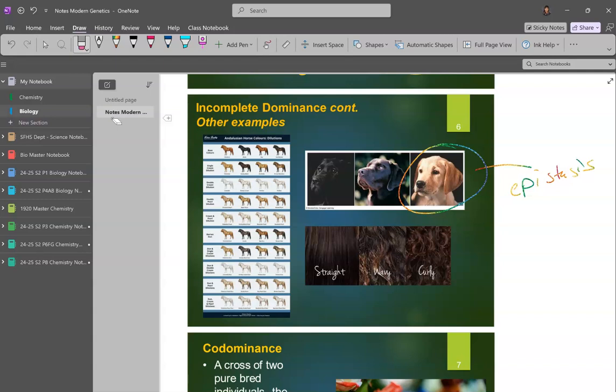And then usually horse coat colors, those can also be a really good example. In addition to Andalusian chickens, you can also have Andalusian horses as well. So we can have different types of blending of those traits.